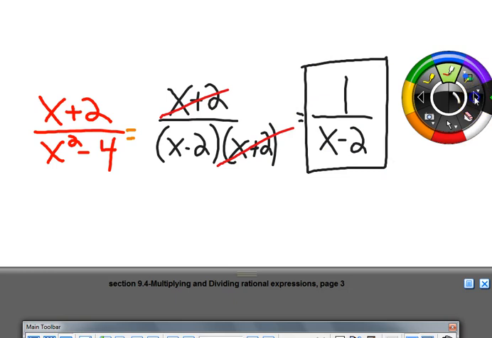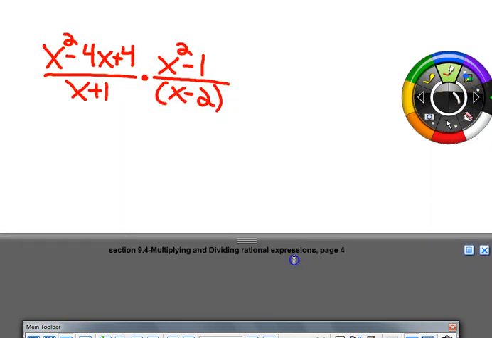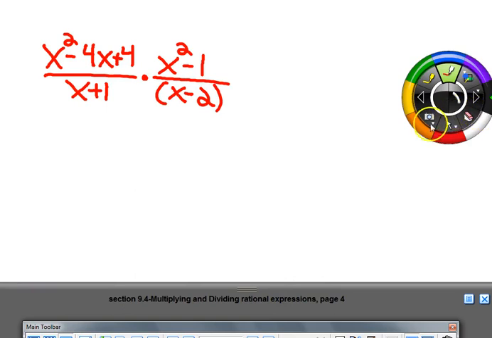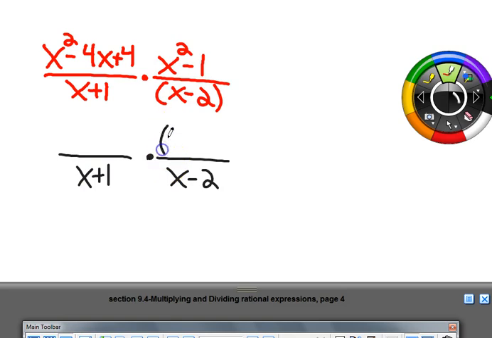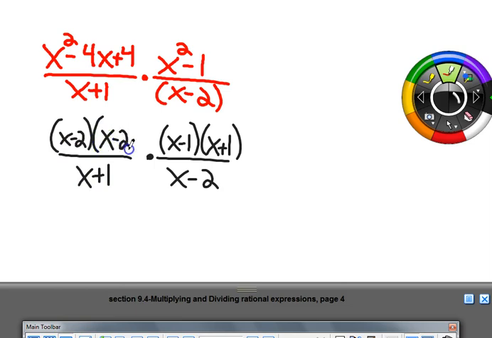Let's try another one of these, shall we? Ooh, more factoring to be had by all. And now I have 2 of those items put together. So I'm going to factor the bottom right and the bottom left. You're welcome. Now to factor this numerator over here, that's the difference of squares. And for this item over here, give me 2 numbers that multiply to 4 and add to negative 4. That's x minus 2 and x minus 2.